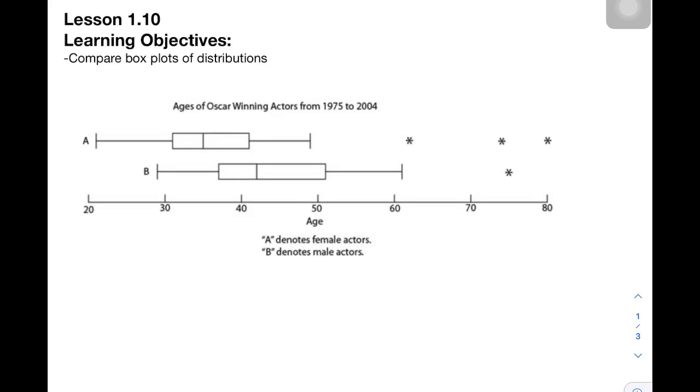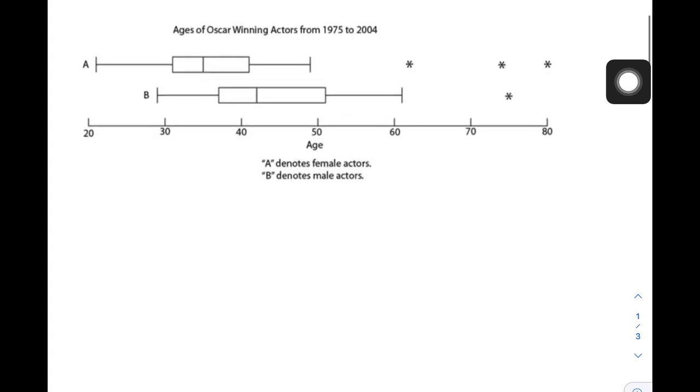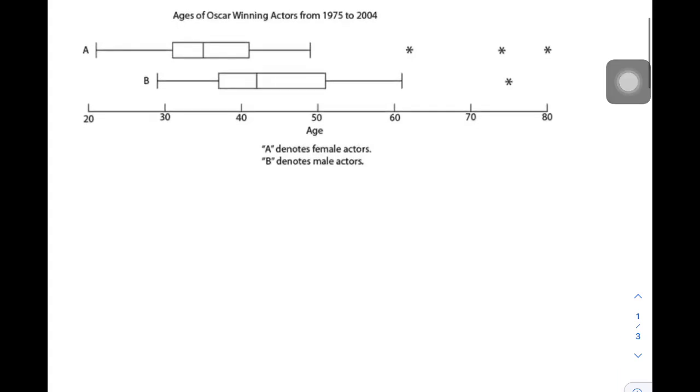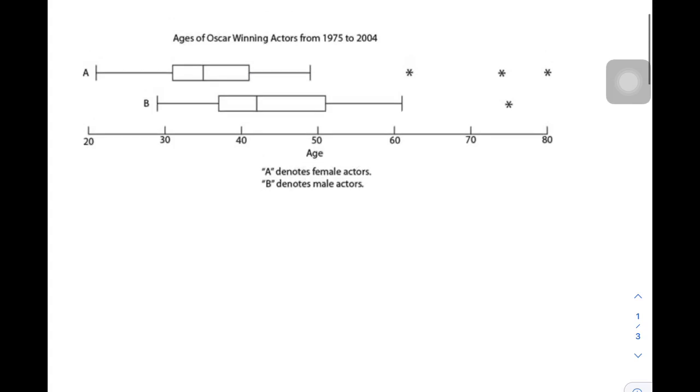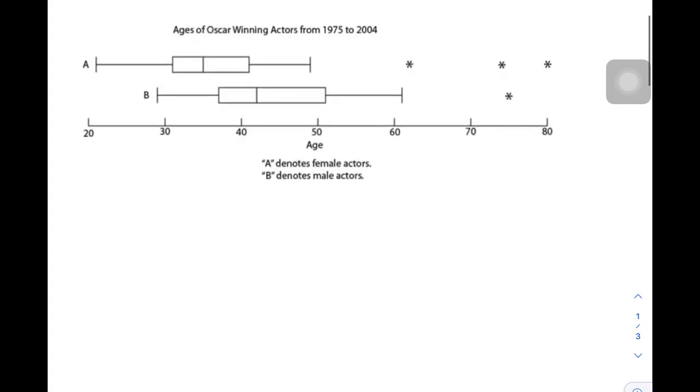Mr. Mudo here, lesson 1.10. The learning objective for today is to compare box plots of distributions. So for this lesson, I have one box plot here, and we're just going to describe the situation and describe the distributions between these two different box plots, I should say.